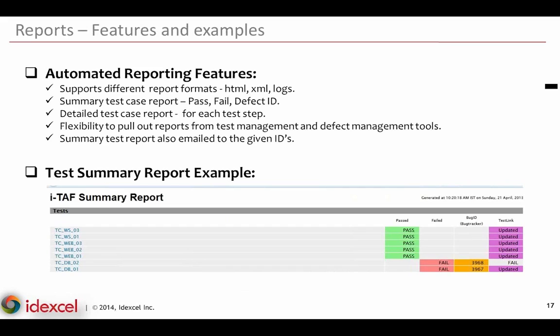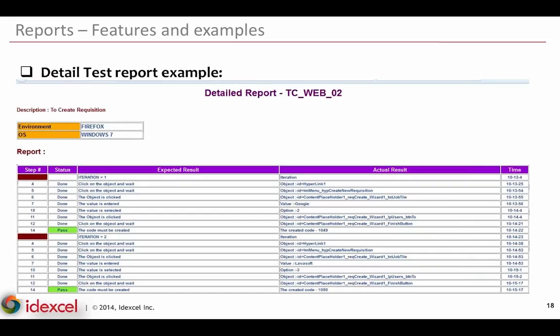And this is a sample of the report. So we can generate multiple reports in multiple formats. And if you see the bottom part, that's a summary report example. For each test case, it shows whether it passed or failed, and if it failed, what the defect ID is that we capture for that particular test case. So these are the different kinds of reports that we generate from ITAF.